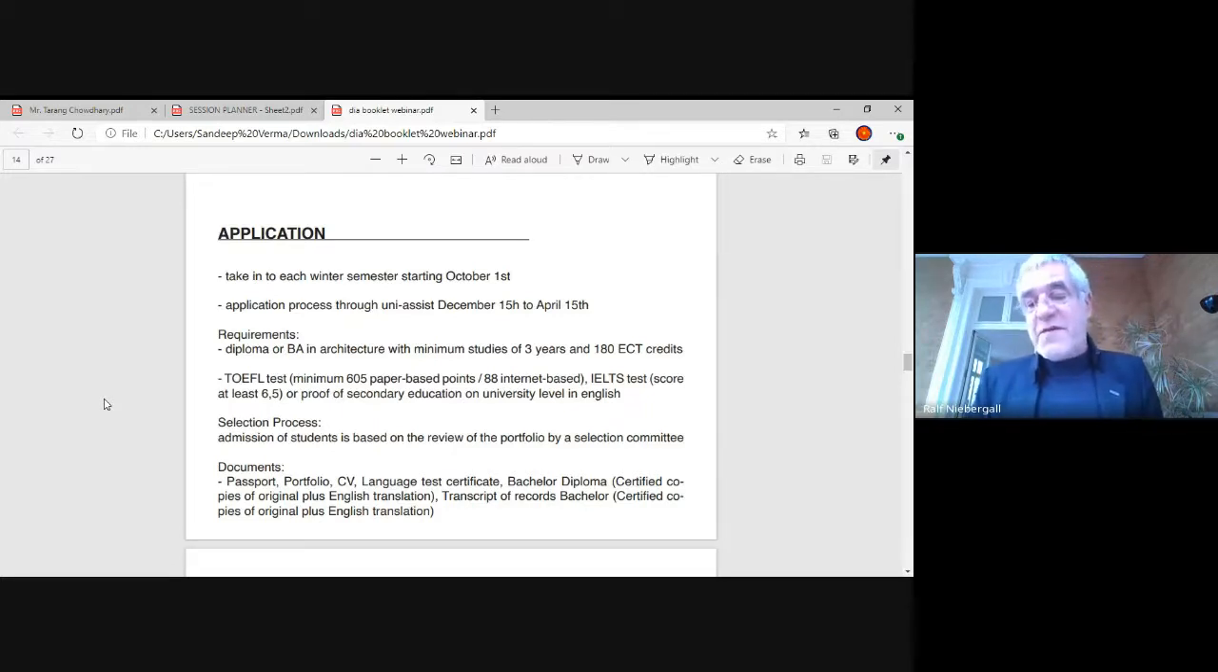And we review your portfolios. There are three university or practical projects required to present. And what we are focusing on is to see the creativity of the students. It's not that much about slick visualizations and these things. For us, it is important to have an innovative and creative approach to certain tasks. And then we have a variety of necessary documents like passport and this language test certificate and the diploma and these things. But the core is really the selection, the quality of the portfolio. Next slide, please.